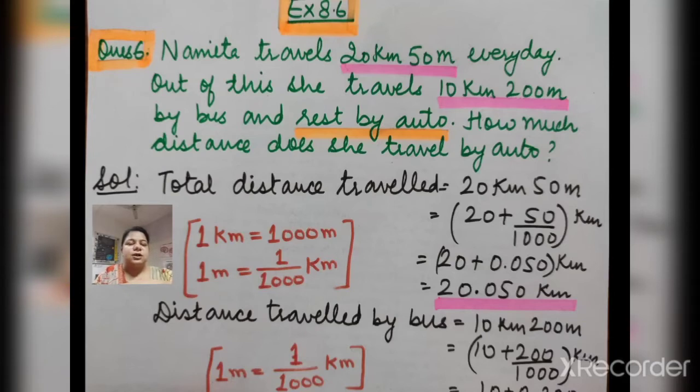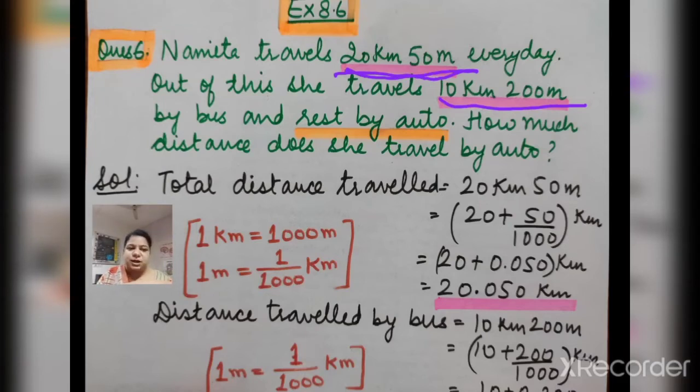First of all, the total distance traveled by her is 20 kilometer 50 meters, and she traveled this total distance by two modes. One mode is bus and the rest is by auto, right? So this is the distance, 10 kilometer 200 meter by bus, and you need to find out the rest of the distance left. To find the left distance, you have to subtract the distance traveled by bus from the total distance, okay?